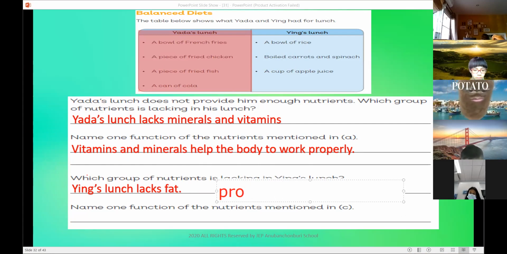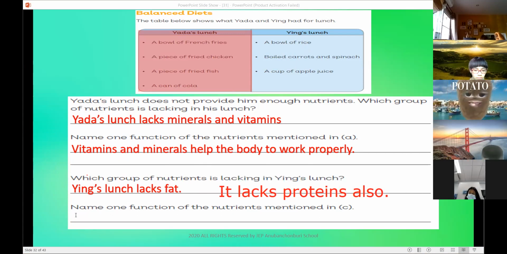Wait, it lacks proteins also. Okay. Now, name one of the functions of the nutrients, or name one of the functions of the fats. Okay, so what is the function or purpose of the fats?